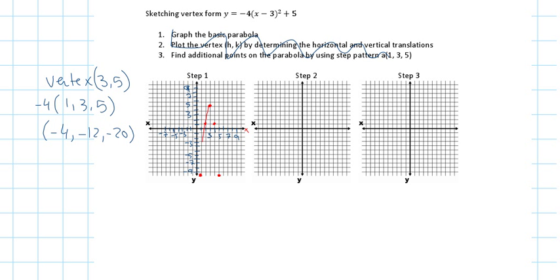Did you expect it to be so narrow? Yeah. Because? What's the a value here? -4. The 4 is a vertical stretch by a factor of 4. So it's stretched 4 times. Okay, so it's going to be narrow. And then did you expect it to be reflected? Yes. Are we okay with this? Good.